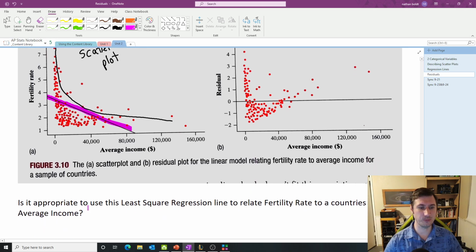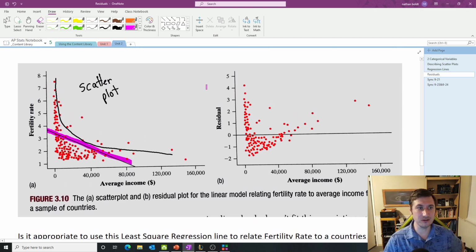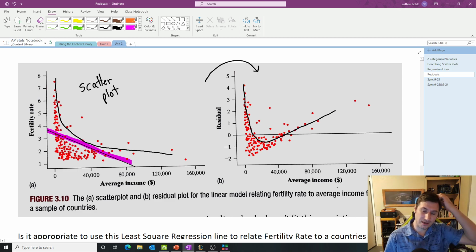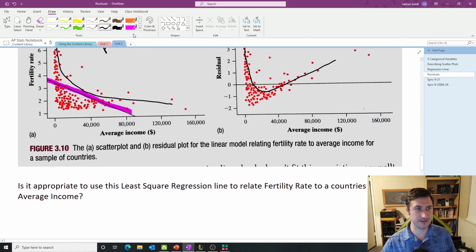So is it appropriate to use this least squares regression line to relate fertility rate to a country's average income? Well, we take a look at the residual plot, and we see a definite pattern here. There is a curve to this data. It kind of still starts up here, comes down and goes up. I see a pattern. It's not random looking. That tells me that the linear model is a no-go. Can't use it here. And that's what I will use to justify saying no.